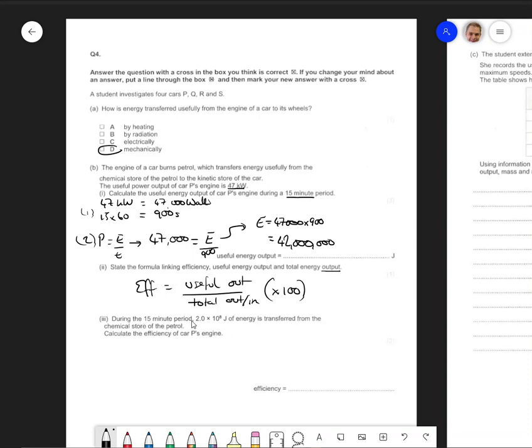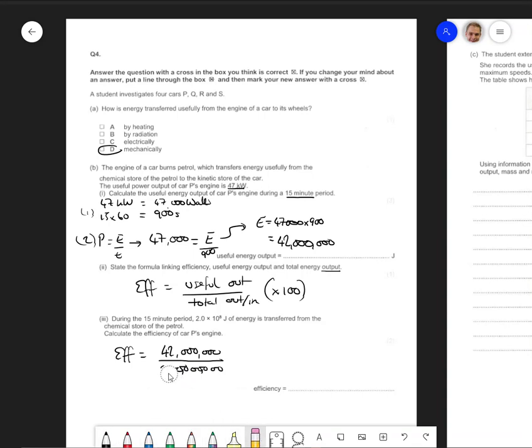During the 15-minute period, 2.0 times 10 to the 8 joules of energy is transferred from the chemical store of the petrol. Calculate the efficiency of the car's engine. So the total input is 2 with 8 zeros. So the efficiency is going to be 42, 1, 2, 3, 4, 5, 6, which is the number we got up here, divided by 2 times 10 to the 8, which is 2, 1, 2, 3, 4, 5, 6, 7, 8. I've done my commas the wrong way.